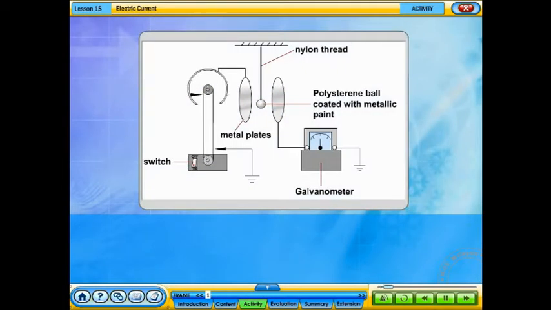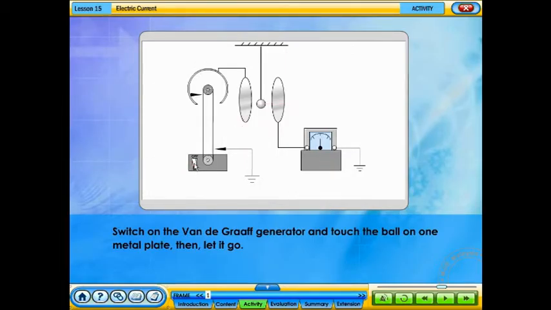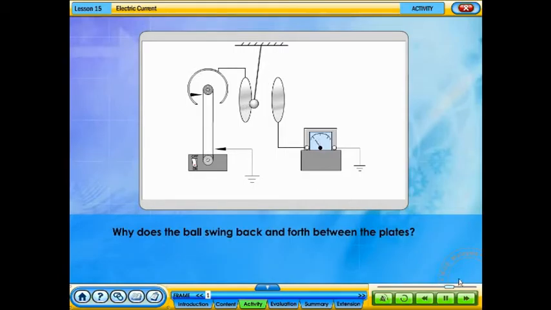This activity shows how the charges flow. Switch on the Van de Graaff generator and touch the ball on one metal plate, then let it go. Why does the ball swing back and forth between the plates?